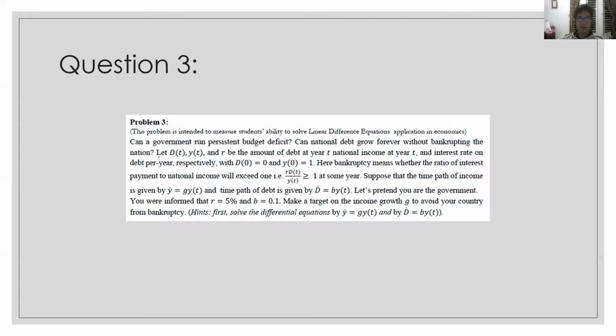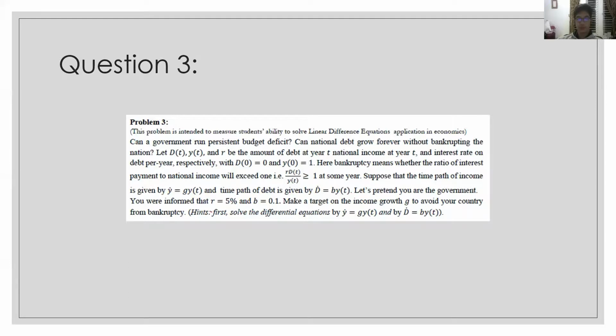So to find out, let DT, YT, and R be the amount of debt at year T, national income in year T, and interest rate year by year respectively, with D0 equals 0 and Y0 equals 1. Here, bankruptcy means that the ratio of interest payment to the national income will exceed 1, for example, which means RDT over YT is bigger or equal to 1 at some year. Suppose that the time path of income is given by Y dot equals GYT, and the time path of the debt is D dot equals BYT.